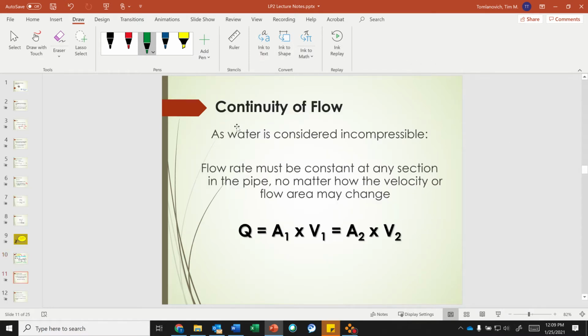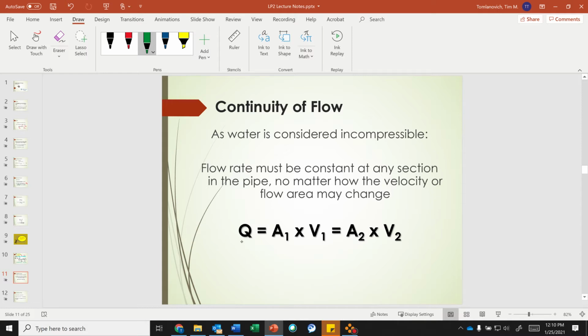All right. Continuity of flow. So now we know flow equals velocity times cross-sectional area of the flow. As water is considered incompressible, flow rate must be constant in any given section in the pipe, no matter how the velocity or flow area may change. So basically what comes in must come out. So if we change diameters, one of those variables has to change.